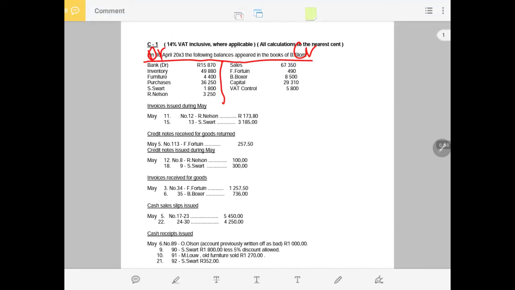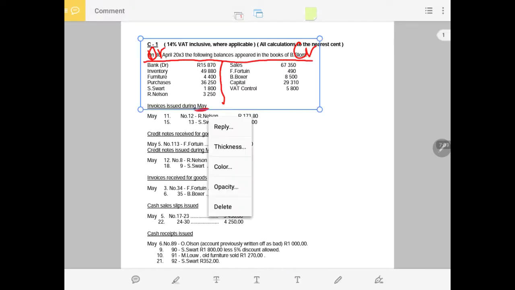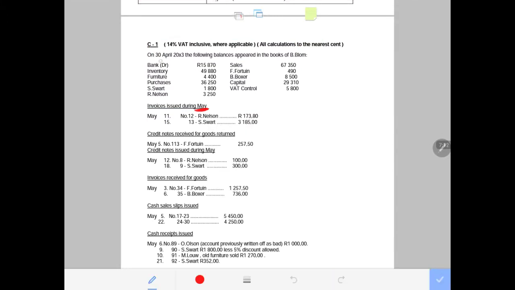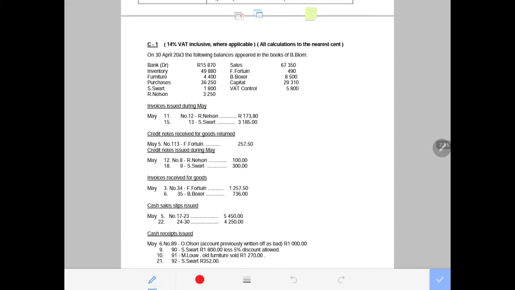Now it says in the first transaction during the month of May, and take note, it says invoices issued during the month of May. Remember, the above transactions were transactions from the previous month, which is the month of April. So now these were the opening balances for the month of May, closing balance in the month of April. Very important also to be mindful of that. So we are busy with the month of May. And take note of what I said above.